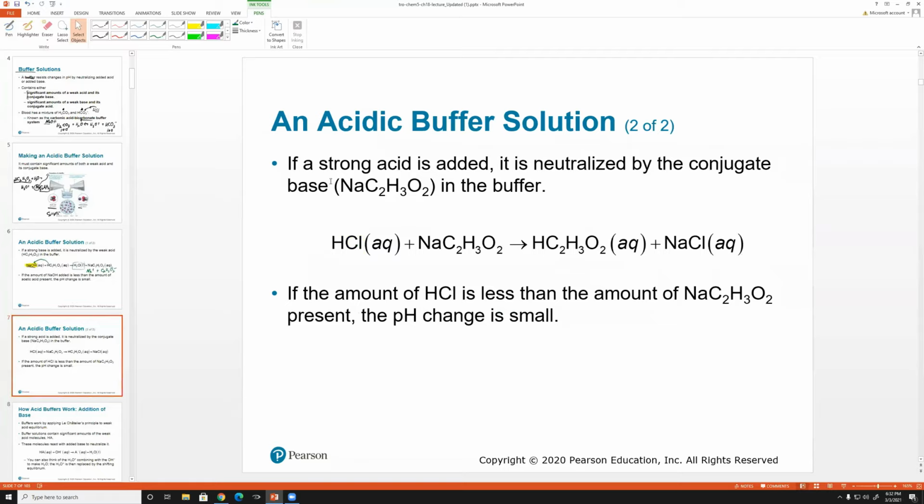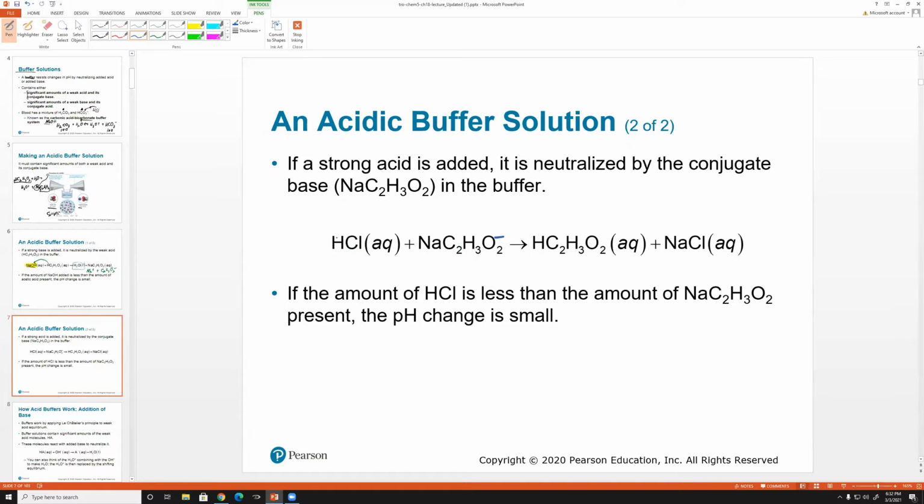Okay. So then on the other end of the spectrum, if a strong acid, or really any acid, is added to it, it's neutralized by the conjugate base component of the buffer. In this case, we dealt with acetic acid as our acid. The conjugate base will be acetate ion. So acetate ion will be here in the form of sodium acetate. And if you have hydrochloric acid that's introduced to the solution, the acetate ion will be like, all right, I could use a hydrogen.